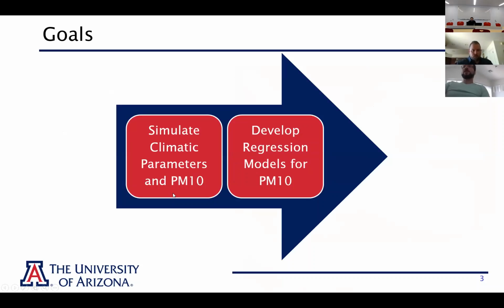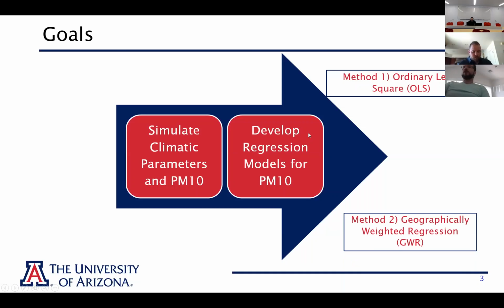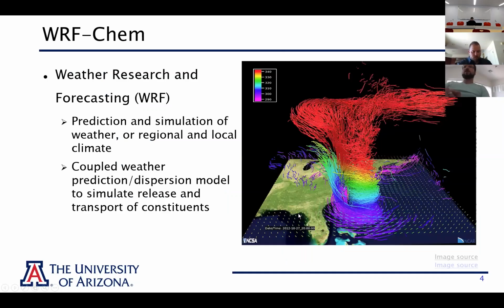The goals that I had in this project: the first goal is to simulate climatic parameters like temperature, wind speed, and a bunch of other variables that I will discuss later, and also particulate matter PM10 and PM2.5. Then using those data, we were going to develop regression models, and we tested two: ordinary least squares and GWR, geographically weighted regression. The first one is just a classic regression model, and the second one is more spatial and suited for our purpose. The model that we use for simulation is called WRF, or Weather Research and Forecasting.